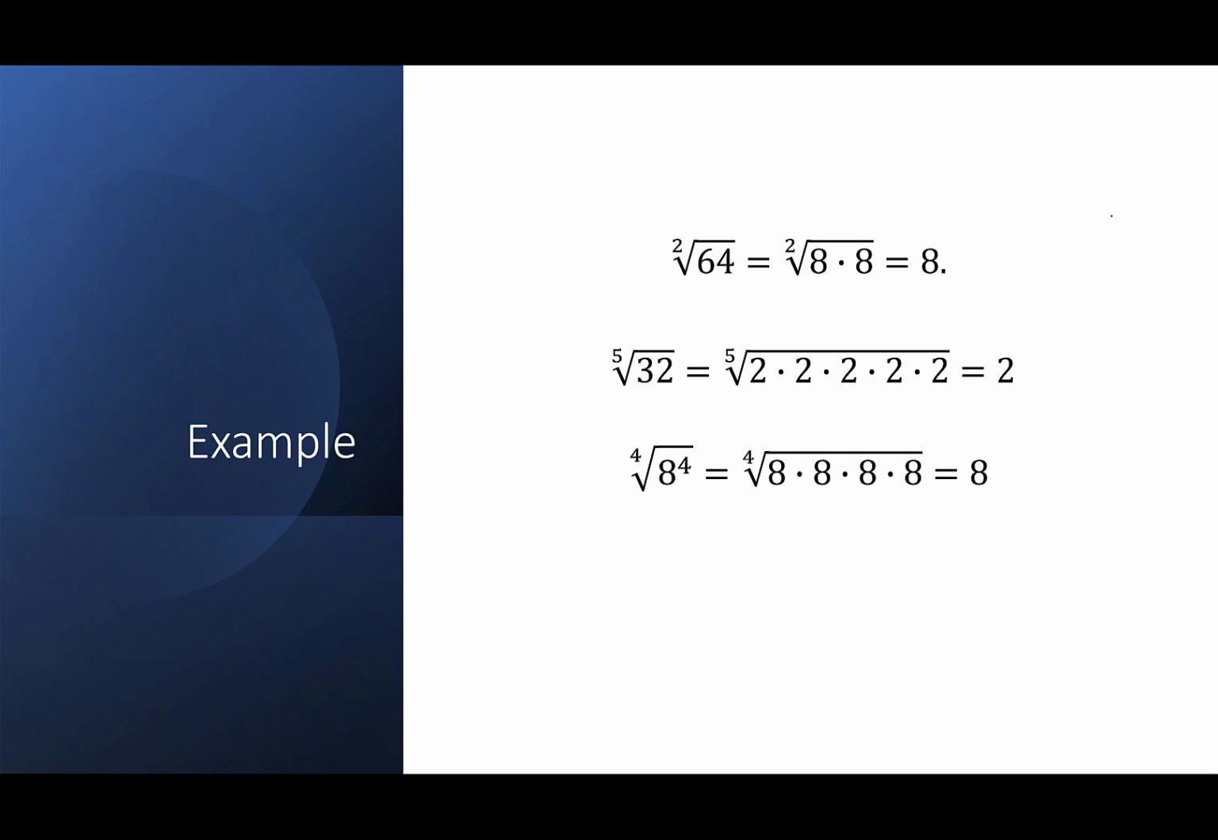So I had 2 8s, so that's exactly what I want. It says the square root of 8 times 8 is just 8. If I have the fifth root of 32, well, I could rewrite 32 as 2 times 2 times 2 times 2 times 2. And so what number times itself 5 times is equal to 32? That would be 2. The last one I have here is the fourth root of 8 to the fourth. So what number times itself 4 times is 8 to the fourth? That would just be 8.